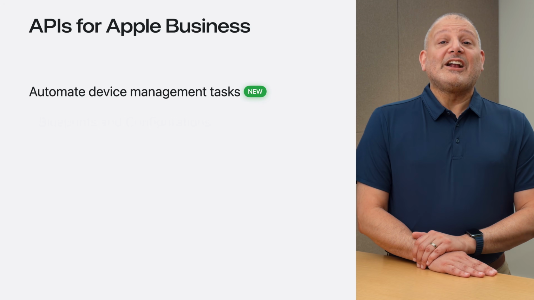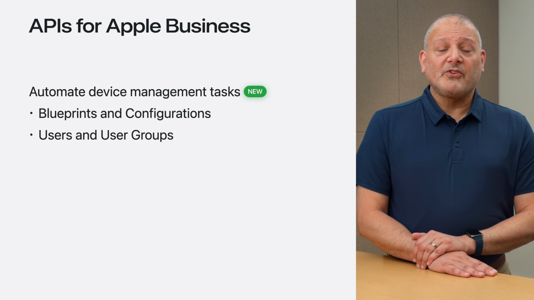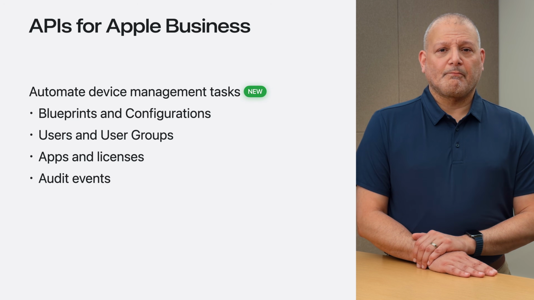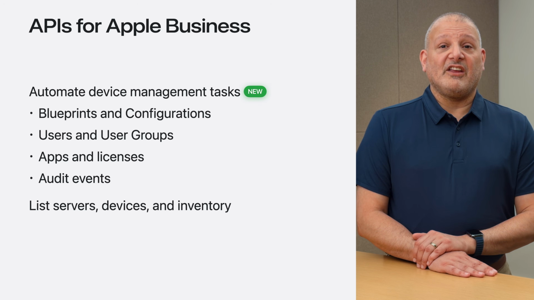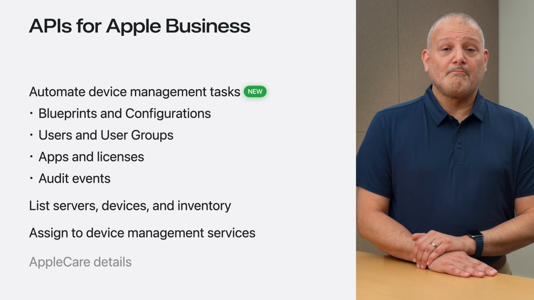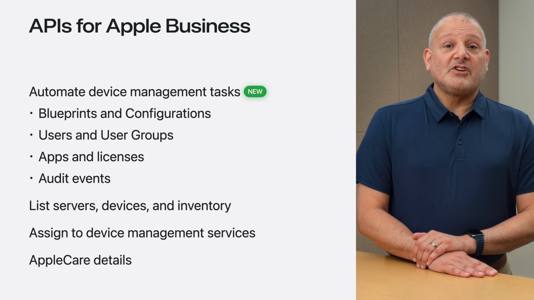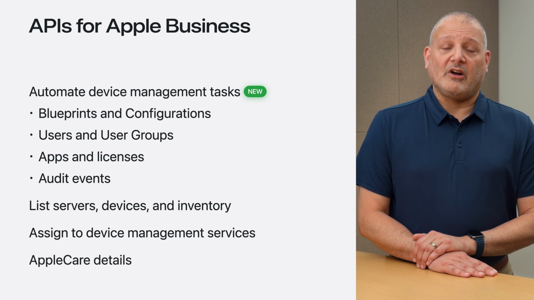To support automation of these new features, there are new APIs for Apple Business, including creating blueprints and configurations, modifying users and groups, app license information, and getting audit events. These join the existing APIs to list servers, devices, and inventory, manage the assignment of inventory to device management servers, and get AppleCare warranty details for devices. Be sure to check out the documentation on the new APIs to start building them into your products.